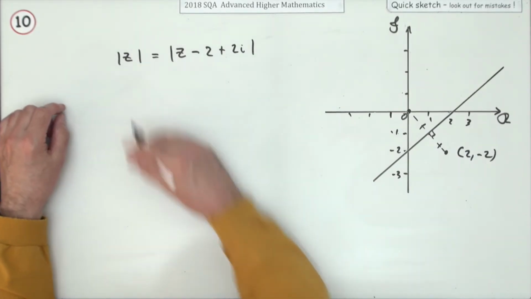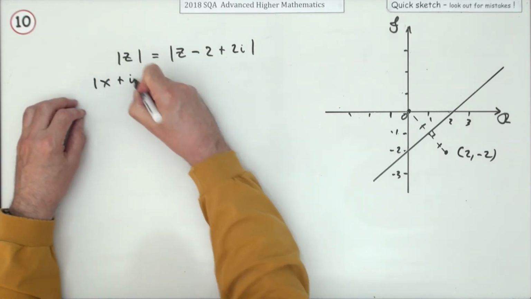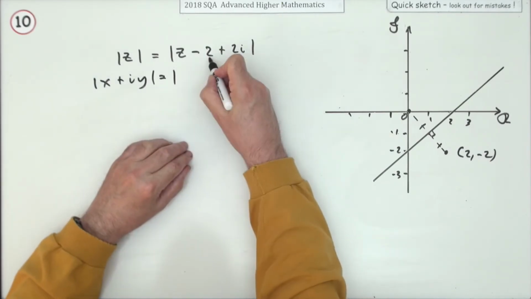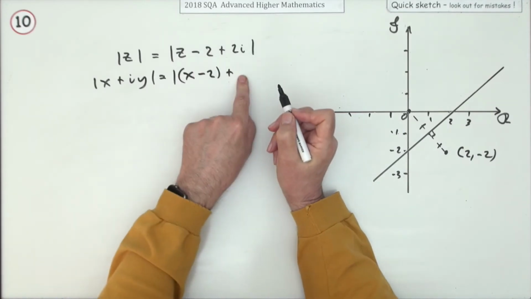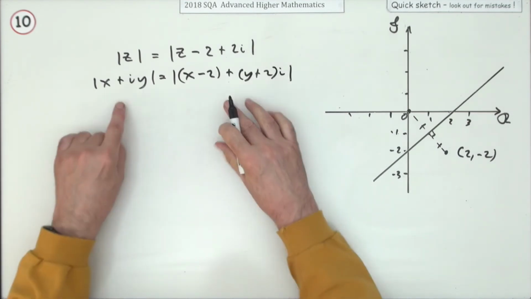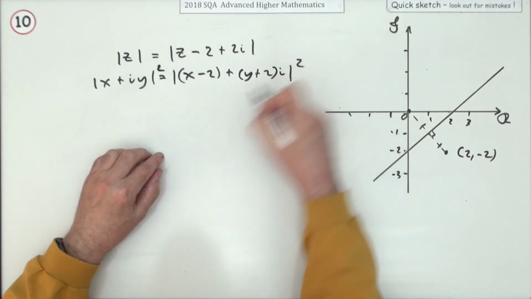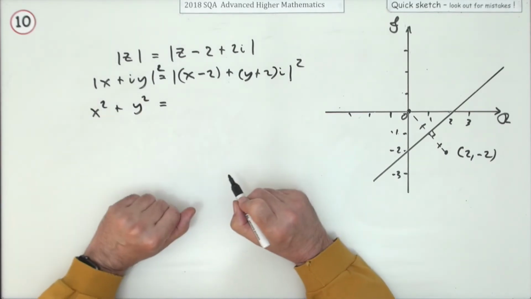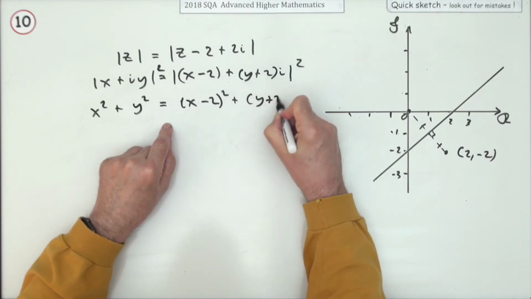Or, if you have to work it out, then what does that mean again? z is x plus iy. So this side will be x plus iy. There's a real part to join the x, so that's x minus 2. And y lots of i plus another 2 makes it y plus 2 lots of i. Now, rather than have the square root of the part squared, square both sides. So that will just be x squared plus y squared for the modulus of that. And that will be x minus 2 squared plus y plus 2 squared.